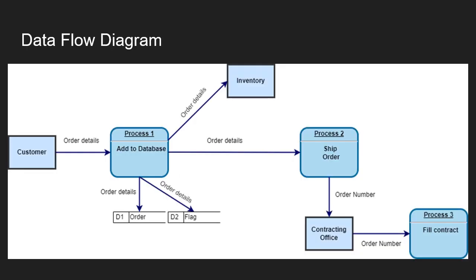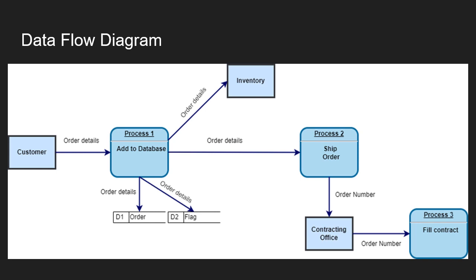Next up is the data flow diagram. So obviously when a customer enters the order, the information about that order, the order details, need to go into the database. The database also needs to make a data store of the order and also of the flag. It needs to flag it as outstanding. And then it also needs to go into the inventory, right? So that we can check if everything in the order is in inventory.